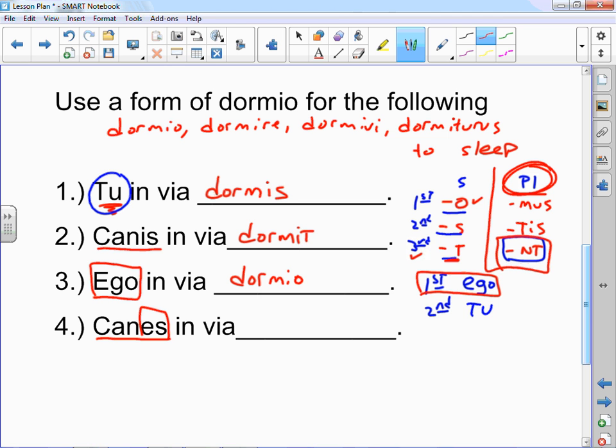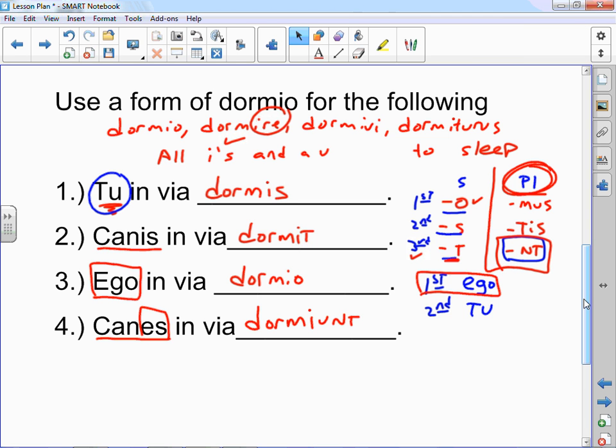Now, here's the issue. Remember that fourth conjugation, we get all I's and a U. Okay? So I need an I and a U to complete this. Dormiunt. Let me explain that a little better.